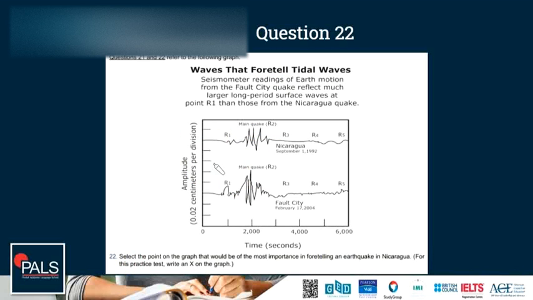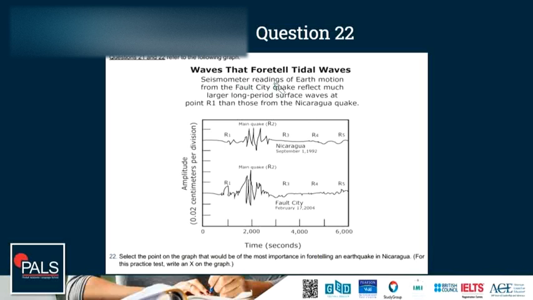Question 22, still on the same graph. Select the point on the graph that would be of the most importance in foretelling an earthquake in Nicaragua. So we mark an X for the point that is most important in foretelling a quake. For that, we really have to look, I think, again up here in the information that we get.